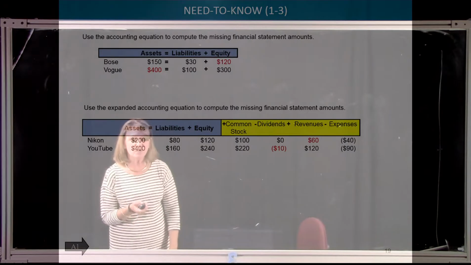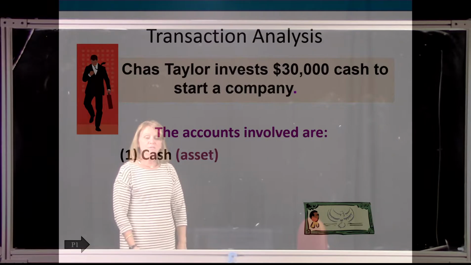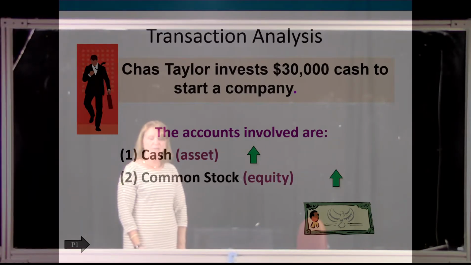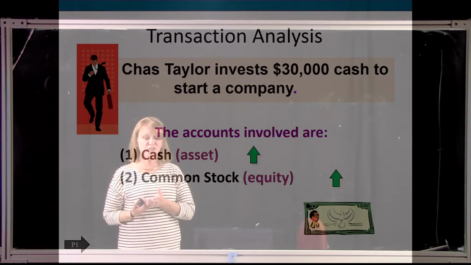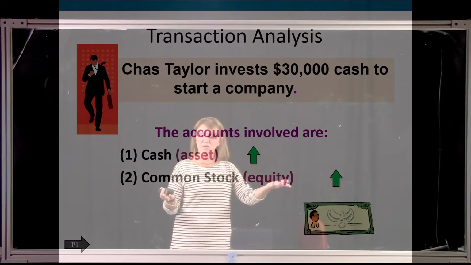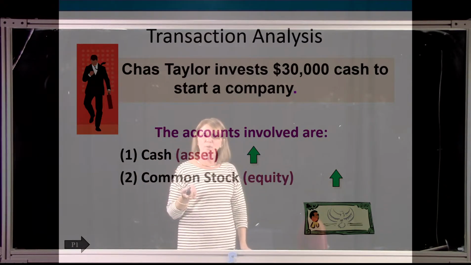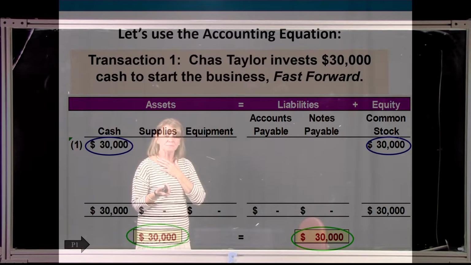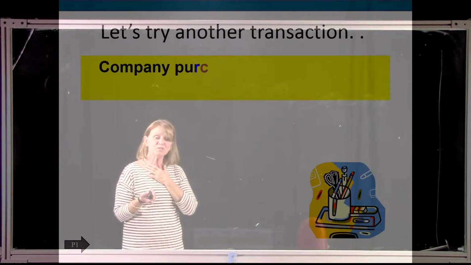So I hope that helps you understand. We're going to go through some more transaction analysis. So we talk about Charles Taylor investing $30,000 cash to start a company. We know that our assets are $30,000 because cash in a company is an asset, and we know the owner has paid in capital of $30,000. So our assets of $30,000 equal our equity of $30,000. We have no liabilities yet, but let's go to transaction 2.